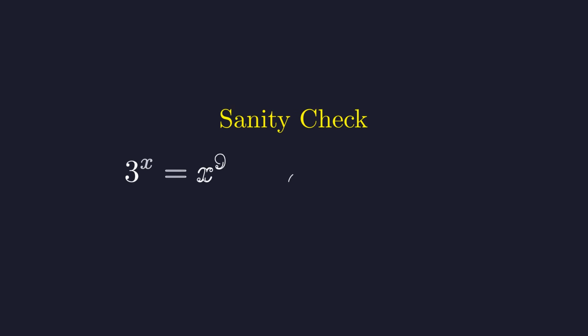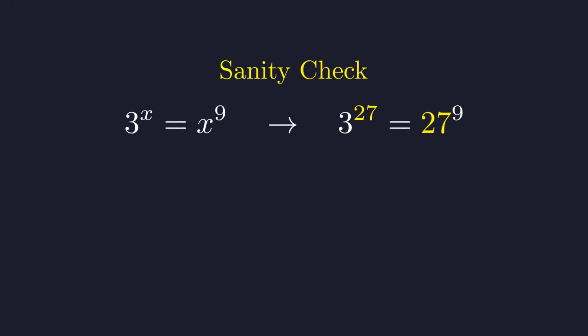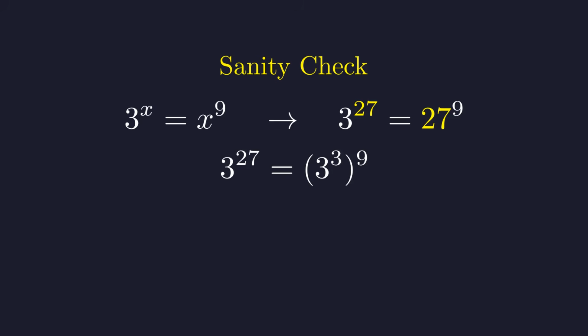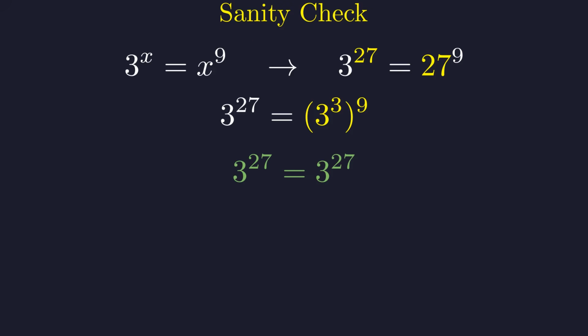Let's quickly verify this in the original equation to be absolutely sure. We need to check if 3 to the power of 27 is equal to 27 to the power of 9. We know that 27 is just 3 cubed. So we can substitute that into the right side. Now, we multiply the exponents 3 times 9. And we see that it is a perfect match. Our solution is correct.